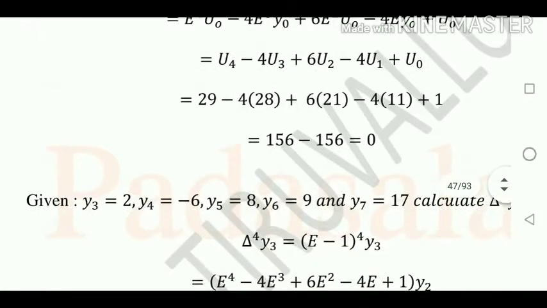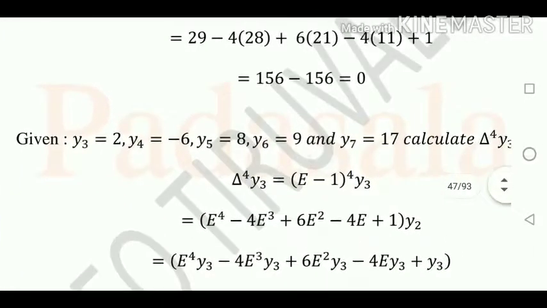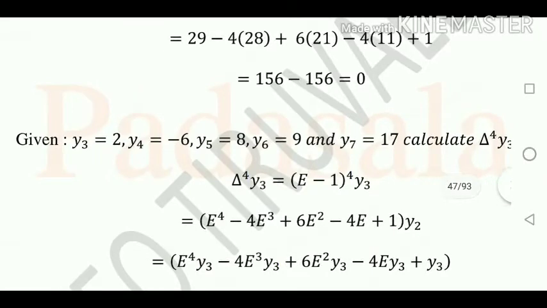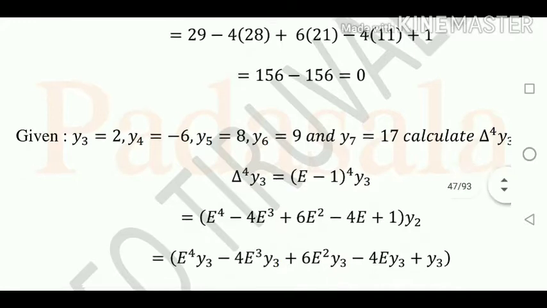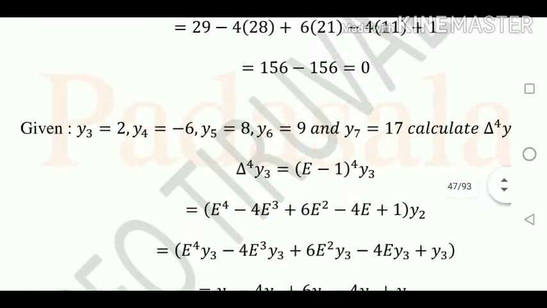Next sum: given y3 equal to 2, y4 equal to minus 6, y5 equal to 8, y6 equal to 9 and y7 equal to 17, calculate delta⁴ y3. This type of sum is asked for 3 marks. Here also we are finding (E minus 1) whole power 4, but instead of y0 we are putting y3.